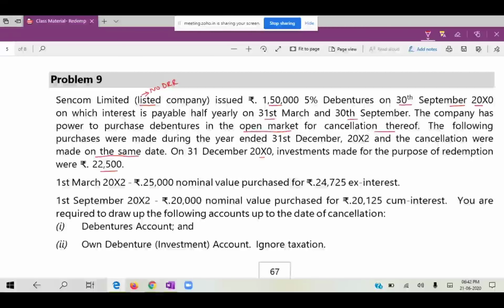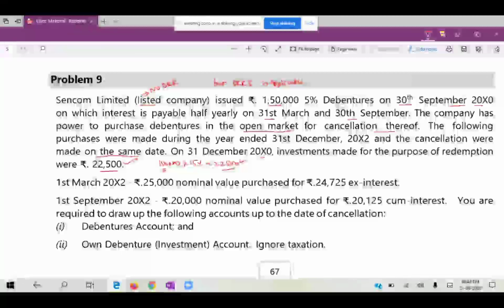Only for AIFI and banks, DRRI is not applicable. For NBFC and other entities, whether listed or unlisted, they have to comply 15%. So here 1,50,000 is the face value. DRR is not applicable, but DRRI is applicable. So 1,50,000 into 15% amounts to 22,500. Therefore, they have already created sufficiently. So no additional creation is required, and no DRR is required. Therefore, directly you can go for redemption.